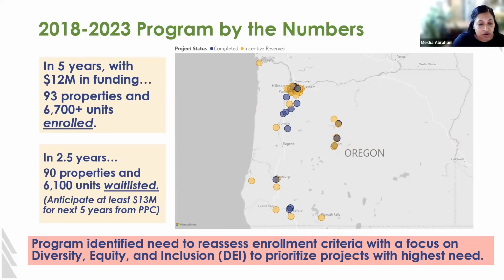And as a result, the OR-MEP program team recognized that we needed to reassess the program's enrollment criteria and move away from our first come, first serve enrollment and shift towards a diversity, equity, and inclusion focus to prioritize projects with the highest need. With that said, we knew we couldn't do that alone among our program team and needed more diverse community perspective to find a solution. This is where the role of the OR-MEP DEI Coalition came into play.